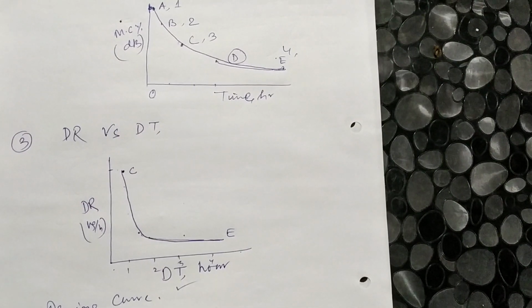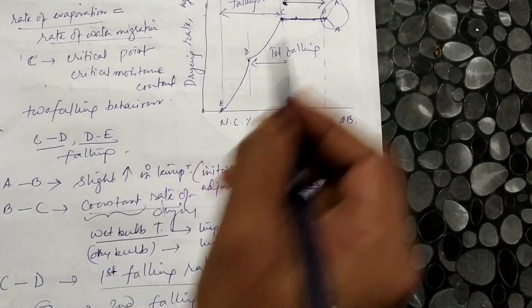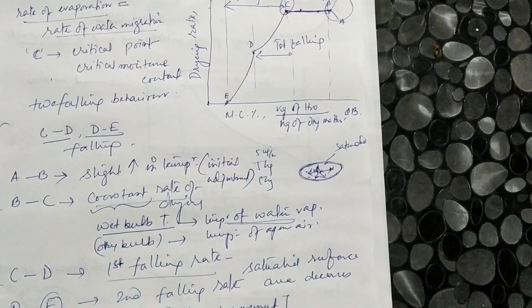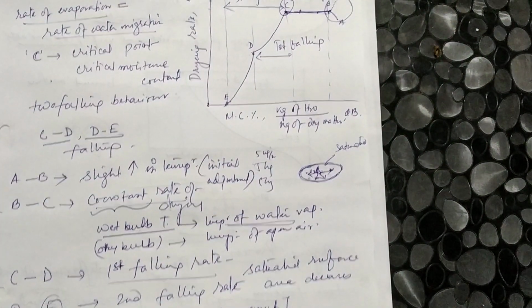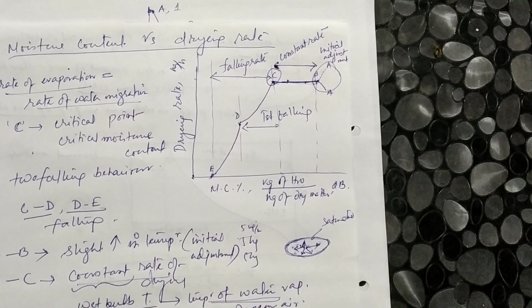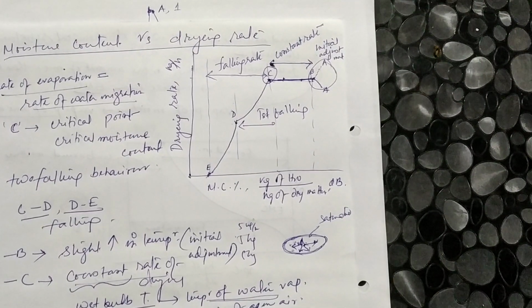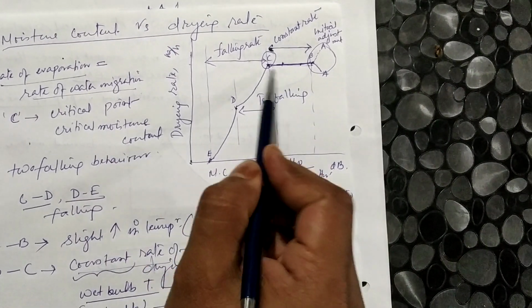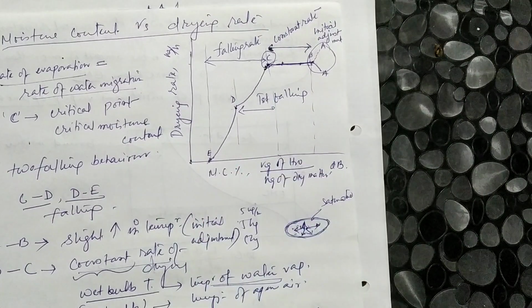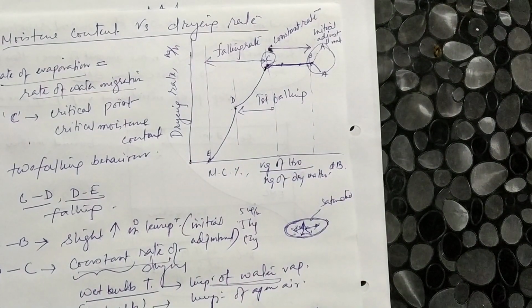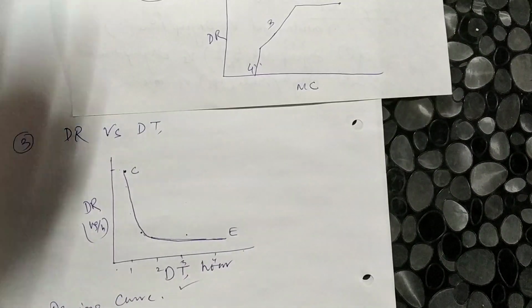Okay, so now come to the earlier graph. Here the C. So C I have already told is the critical moisture content. C is the critical moisture content. Understand? So what does critical moisture content actually signify? It is the point where no further constant rate of drying is exhibited, where an abrupt fall in the drying rate is shown.